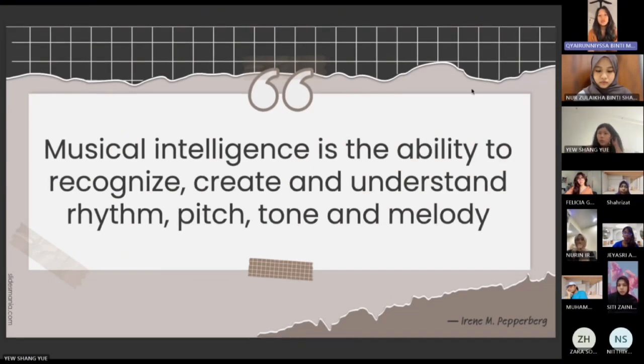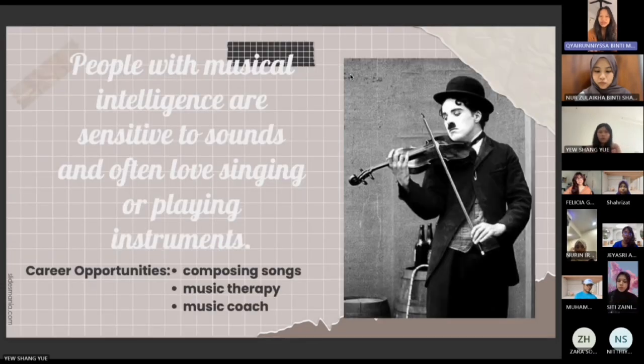People strong in musical intelligence are good at singing, playing instruments, remembering melodies, and picking up rhythms. They often think in terms of sound and may learn better through music. Famous musicians like Mozart or Beyonce are great examples of people with high musical intelligence.